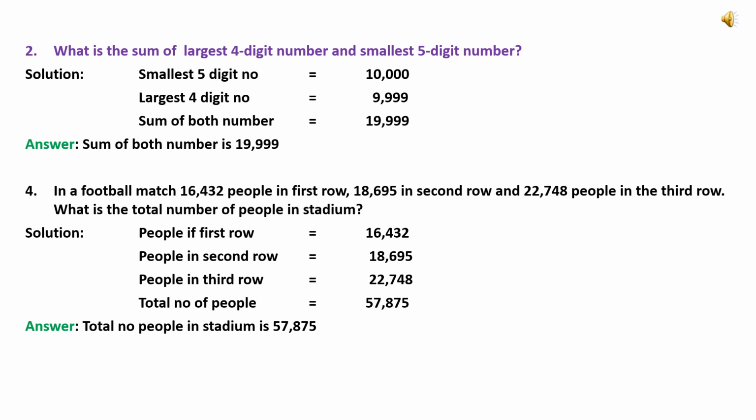Now question number 4. In a football match, 16,432 people in the first row, 18,695 in second row, and 22,748 people in the third row. Total number of people in the stadium. So write down people in first row, people in second row, people in third row. Now add the whole, then you will get the total number of people, that is equal to 57,875. This is your final answer.